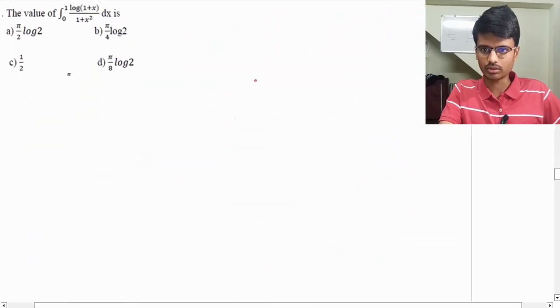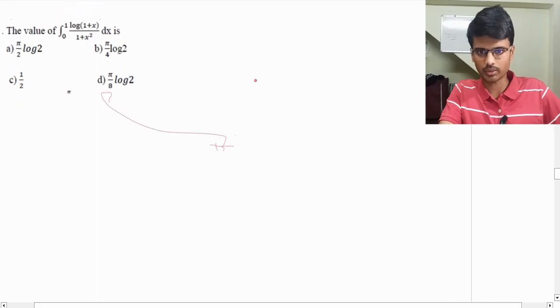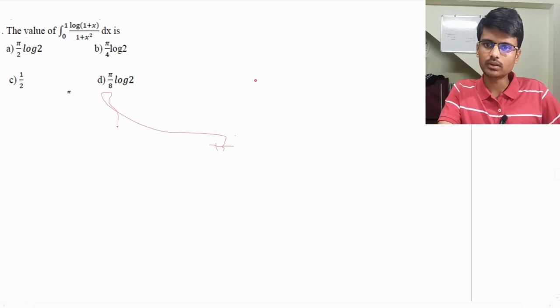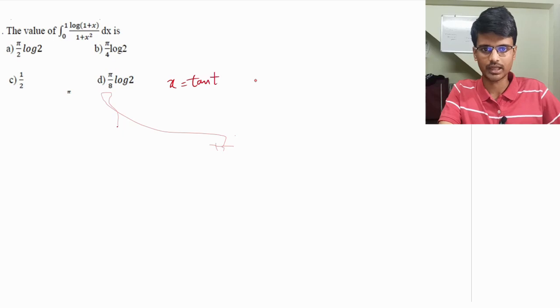Okay. What can I do? Looking at the question, what you can see. I think I can make some substitution here. I have got 1 plus x square, and the differentiation of tan inverse x is 1 by 1 plus x square. Wait, can I do something? Let me just check. X equal to tan t. I'll just substitute this. What do I get?